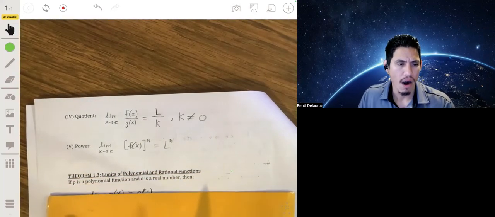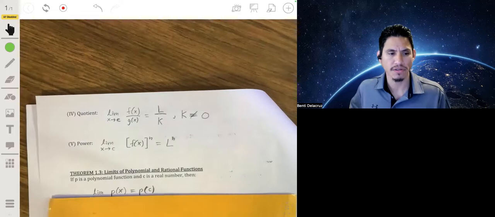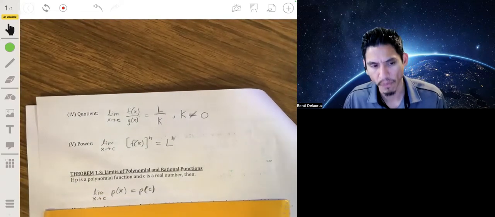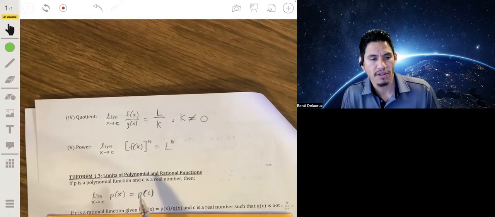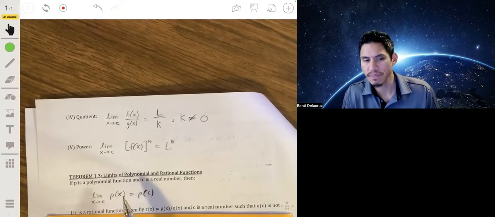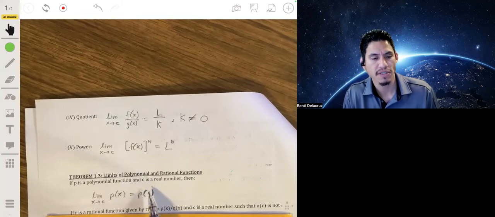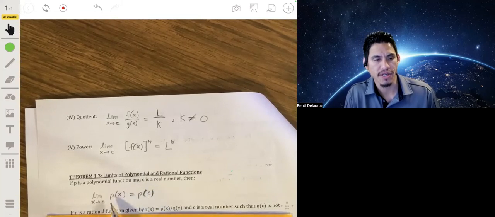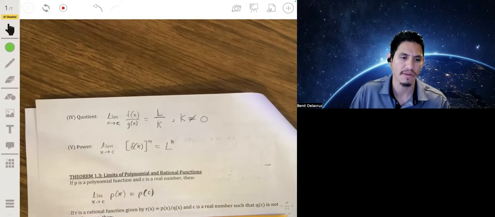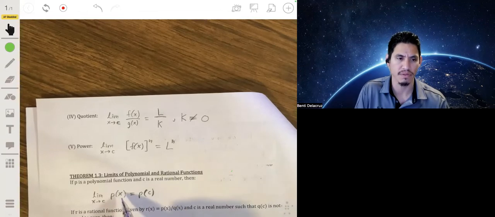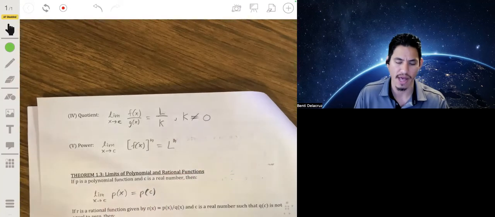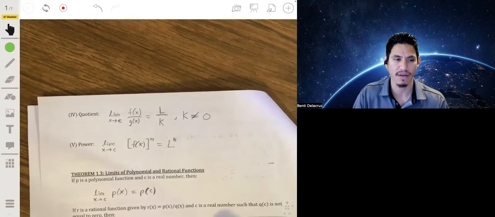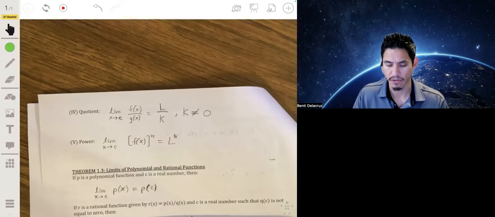All right, now when we have polynomials, these actually are pretty easy to work with, because when you have a limit dealing with a polynomial, you can simply just apply direct substitution. Just plug in that value for c into the polynomial, and you'll get your limit. So if it was like x cubed plus 5x squared, and the limit was as x approaches 3, you can just plug in a 3 for the x. And I'm going to go through several examples after a couple more properties, so don't worry.